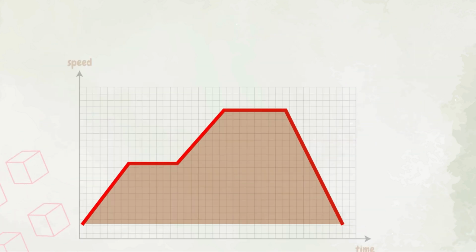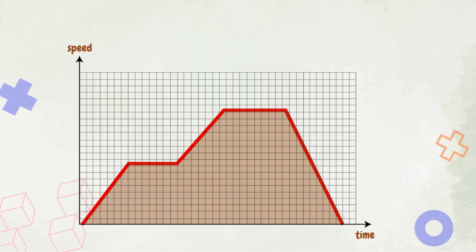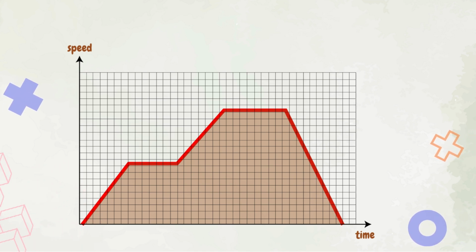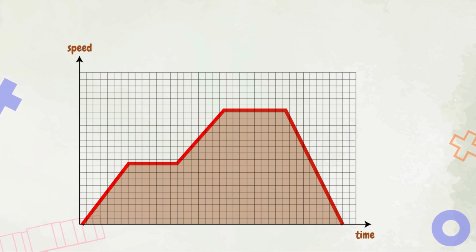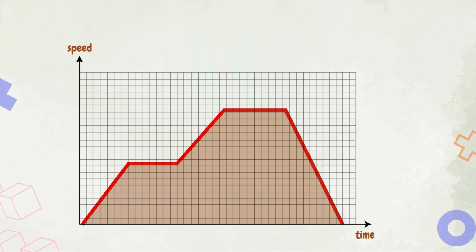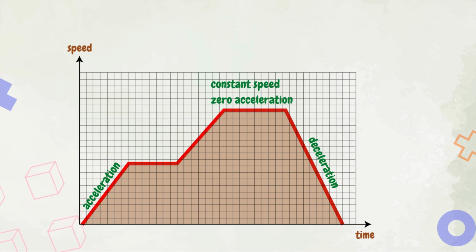To recap, a speed time graph describes the speed of an object per unit taken. On the speed time graph, a slope line represents constant acceleration. An upward slant represents acceleration. A downward slant represents deceleration. A horizontal or flat line represents constant speed or zero acceleration. The area of the graph represents distance covered.